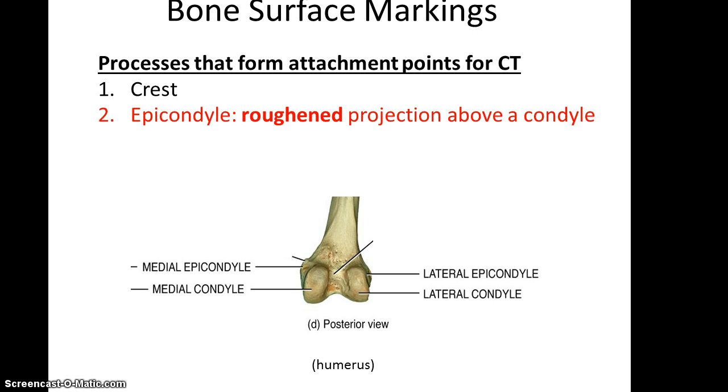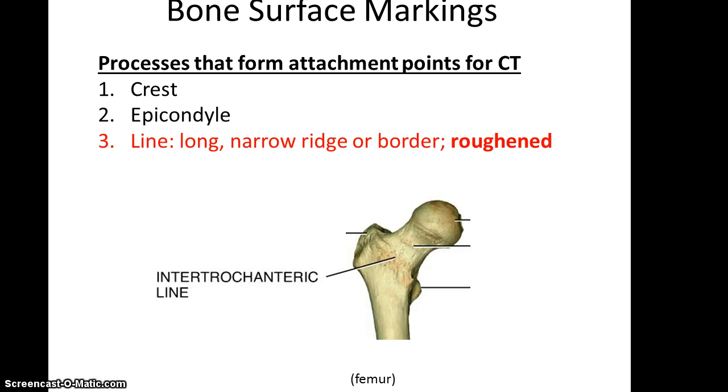Epicondyle. That is a roughened projection above a condyle. Epi, above. So again, on the humerus's distal end, you have a medial epicondyle and a lateral epicondyle, just superior to the medial and lateral condyles. A line. A line is a long, narrow ridge or border. It's rough, and being a line, it's usually much smaller and less noticeable than a crest. And so here we see on the proximal end of a femur the intertrochanteric line.